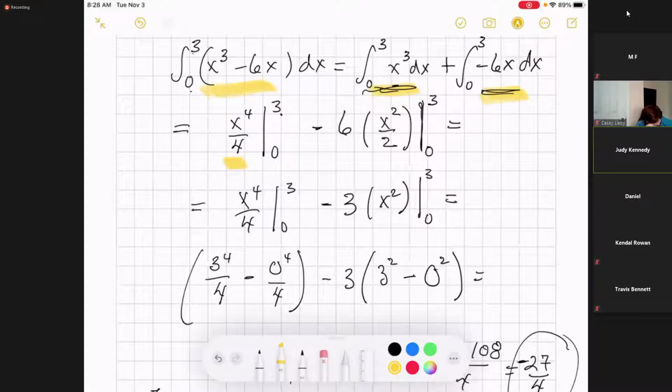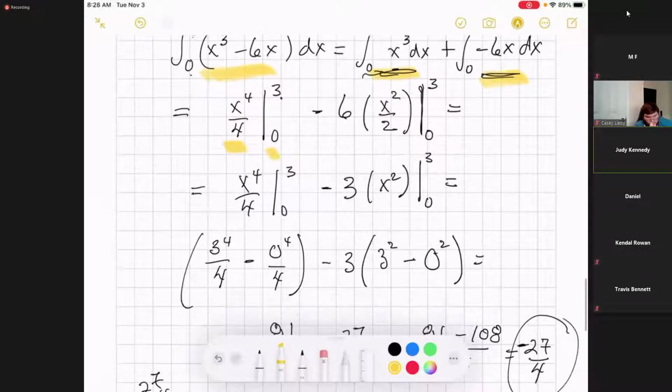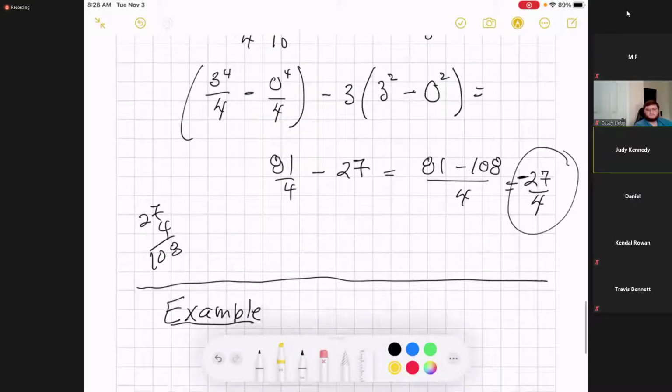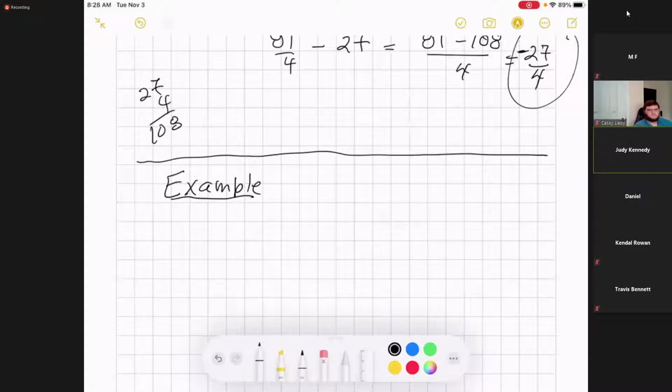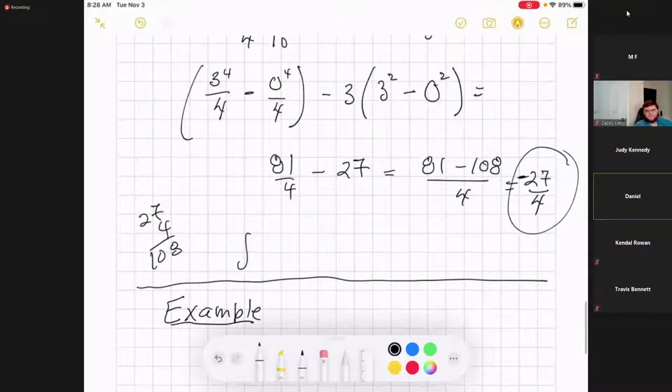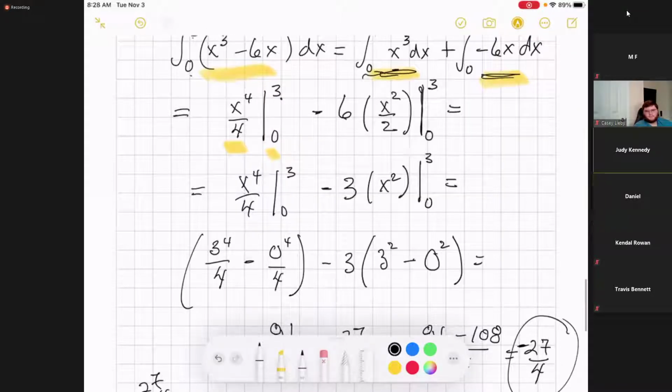But what does this bar mean? From the work that we just did, basically the 3 and the 0 became our x values. Yes, those are the endpoints. Is that essentially what we did there?